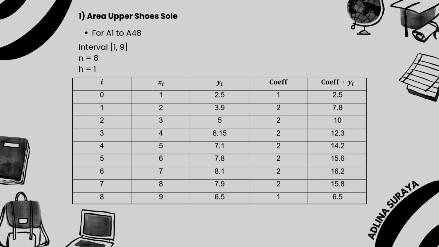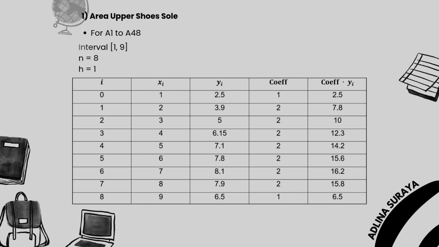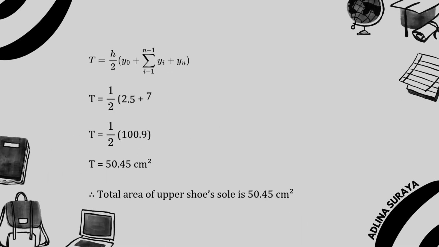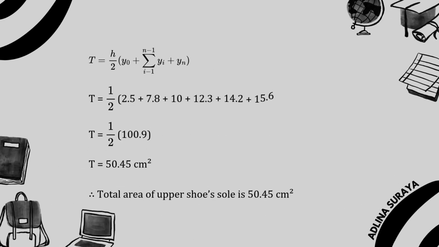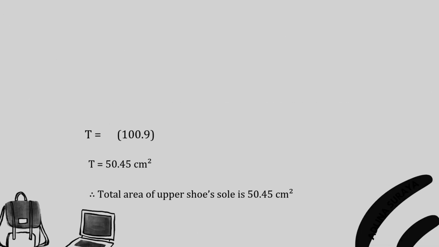The initial point and the end point of y we multiply by a coefficient of 1, while the rest of the points we multiply by a coefficient of 2. And then we total up all the values of the multiplication of y and the coefficient. Lastly, we multiply that total by h over 2, which is 1 over 2. Therefore, the total area of the upper shoe sole is 50.45 centimeters squared.